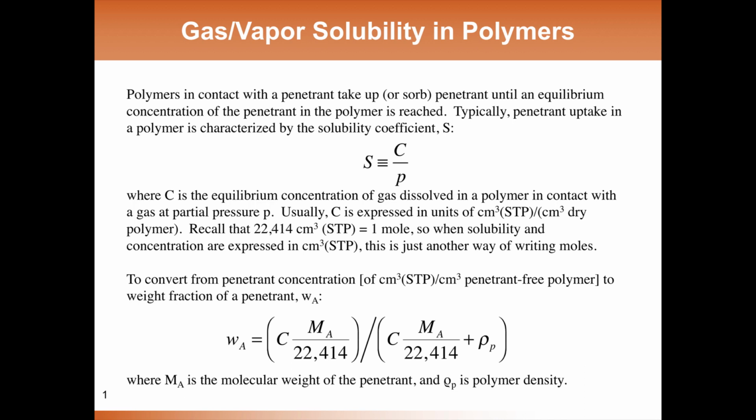Beginning with the way we typically describe gas solubility, it is in terms of a so-called solubility coefficient, which is labeled S on this slide. And it is the ratio of the concentration of gas dissolved in a polymer divided by the pressure, or in a gas mixture, the partial pressure of the gas that is in contact with the polymer.